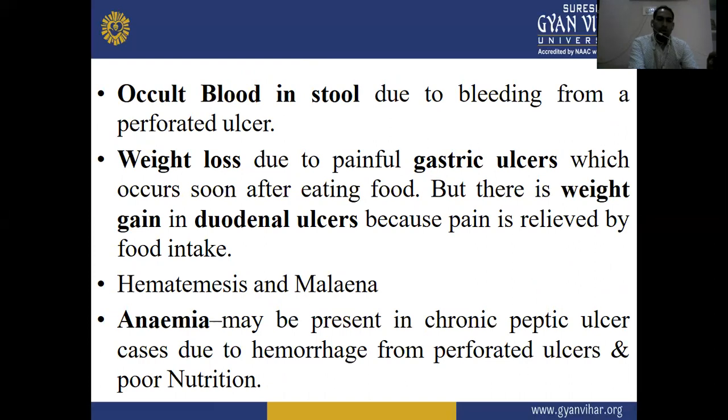Next one, occult blood in stool. Occult blood in stool is due to bleeding from a perforated ulcer. Occult blood means blood that cannot be seen with the naked eye. Blood in the stool means that there is likely some kind of bleeding in the digestive tract, which is occult blood in stools due to bleeding from a perforated ulcer.